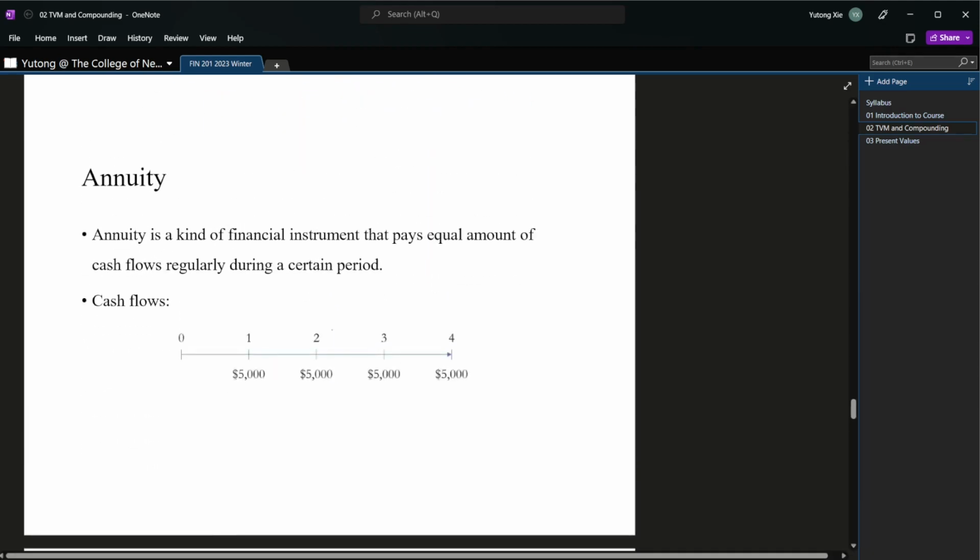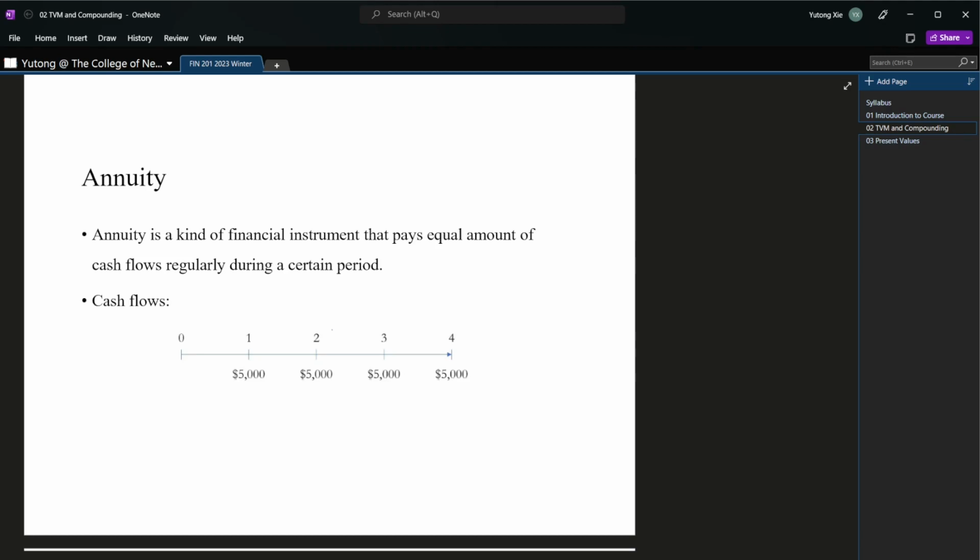So this is the cash flow we were looking at, okay? And I'm formally putting down the definition for annuity. So annuity is a kind of financial instrument that pays equal amount of cash flows regularly during a certain period. So you don't have to worry too much about the instrument itself, but for now, what we really care about a lot is the pattern of cash flow.